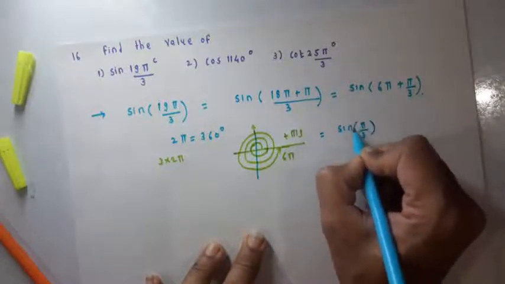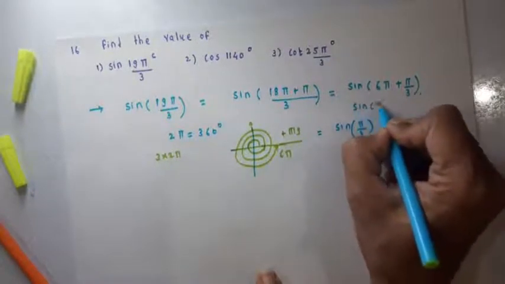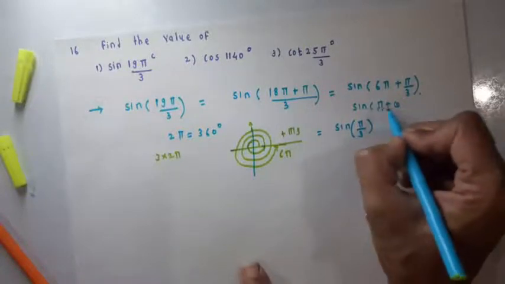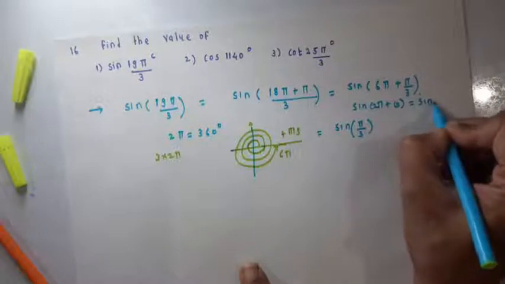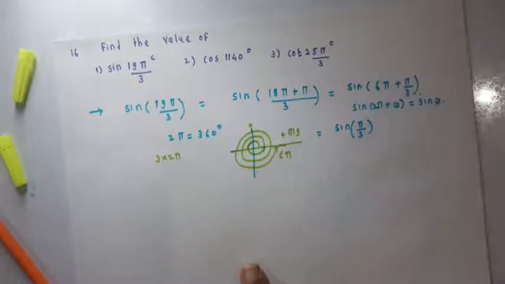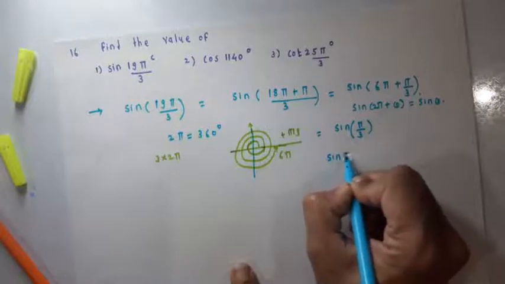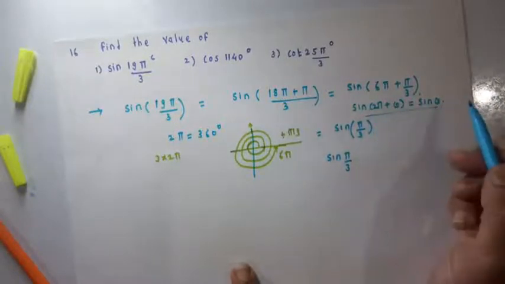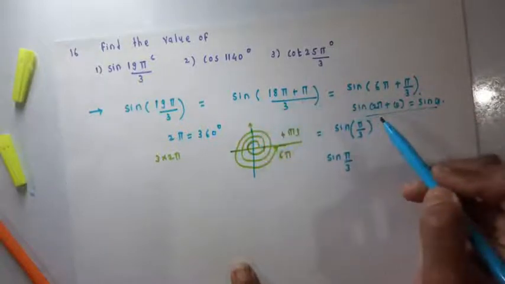So students, there is a formula that sine of 2 pi plus theta equal to sine theta. By using this formula, this is sine of pi by 3. I will explain this formula in the next topic. Okay, and then you can solve such types of problems easily.